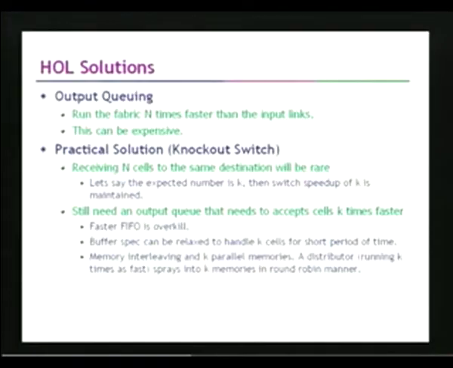So, what is the solution for addressing this head of the line blocking? Okay. So, one solution is output queuing. Now, in output queuing, as you had seen in the previous slides, the packets were being stored at the input port. So, there was a queue at the input ports. Now, what is done in output queuing is that you have the queue at the output, instead of having the queue at the inputs.